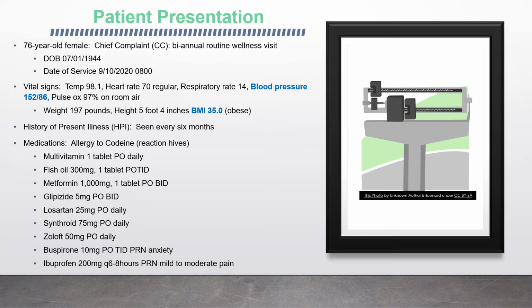During her visit, she is noted to have a high blood pressure of 152/86, with a noted high systolic, and a BMI of 35, which patients with type 2 diabetes generally present in the 95th or greater BMI percentile.